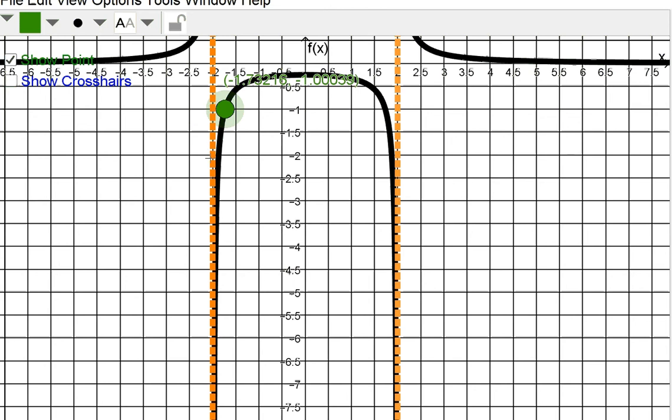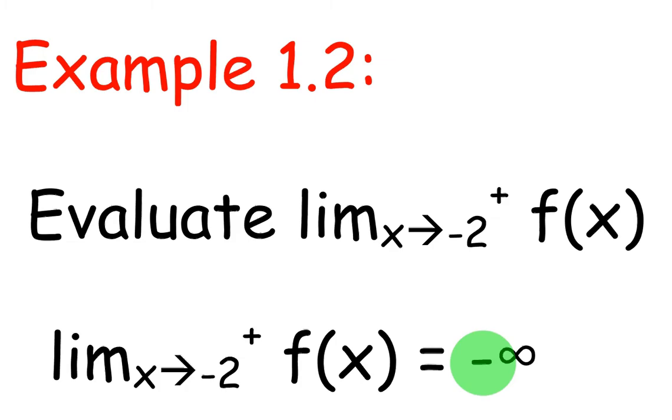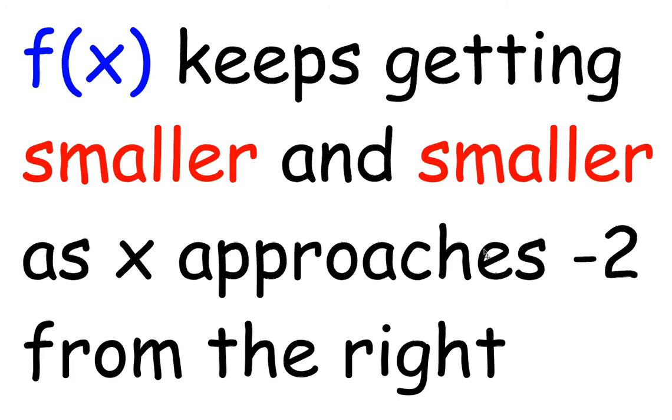Again, the graph will never get there, but the y value is getting closer and closer to negative infinity. It'll never reach that, right? Because x will never reach -2, but it doesn't matter. The limit is all about what it's approaching. So f of x keeps getting smaller and smaller, and therefore that's the answer.